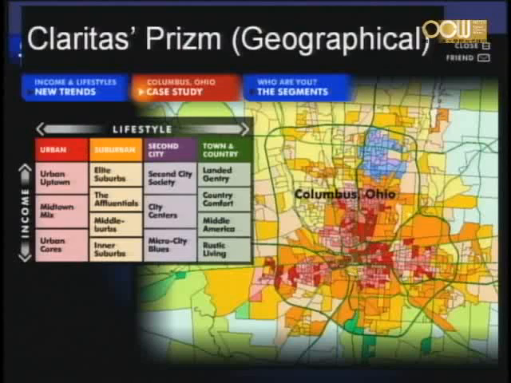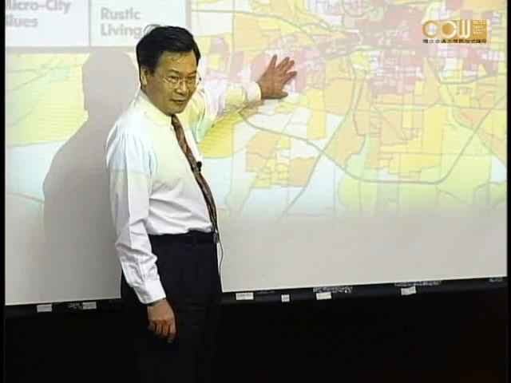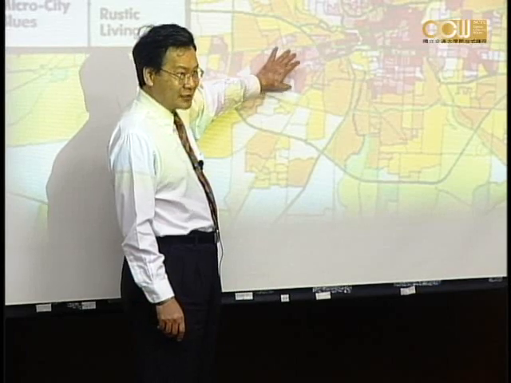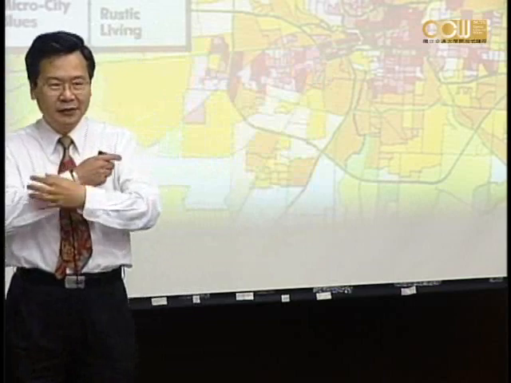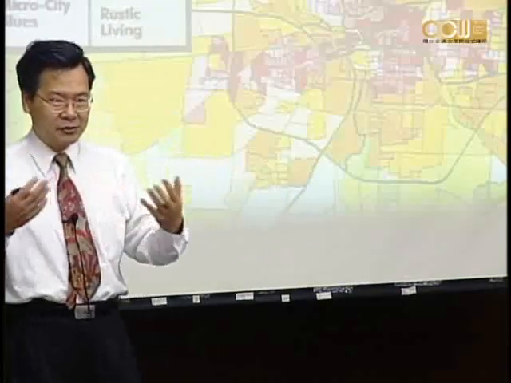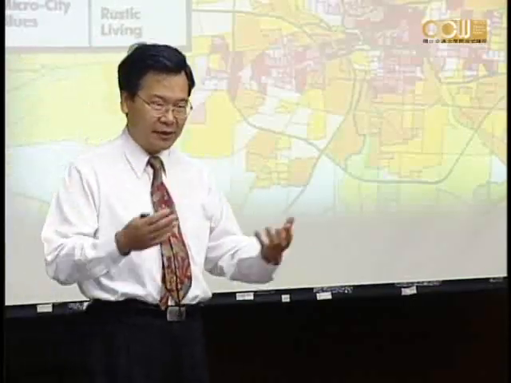Now, who lives around this shopping mall area? People with income who also have family members, so it's easy for them to go shopping. All right? So this is how they do that. This is how they classify different families based on geography, living, lifestyle, and income.